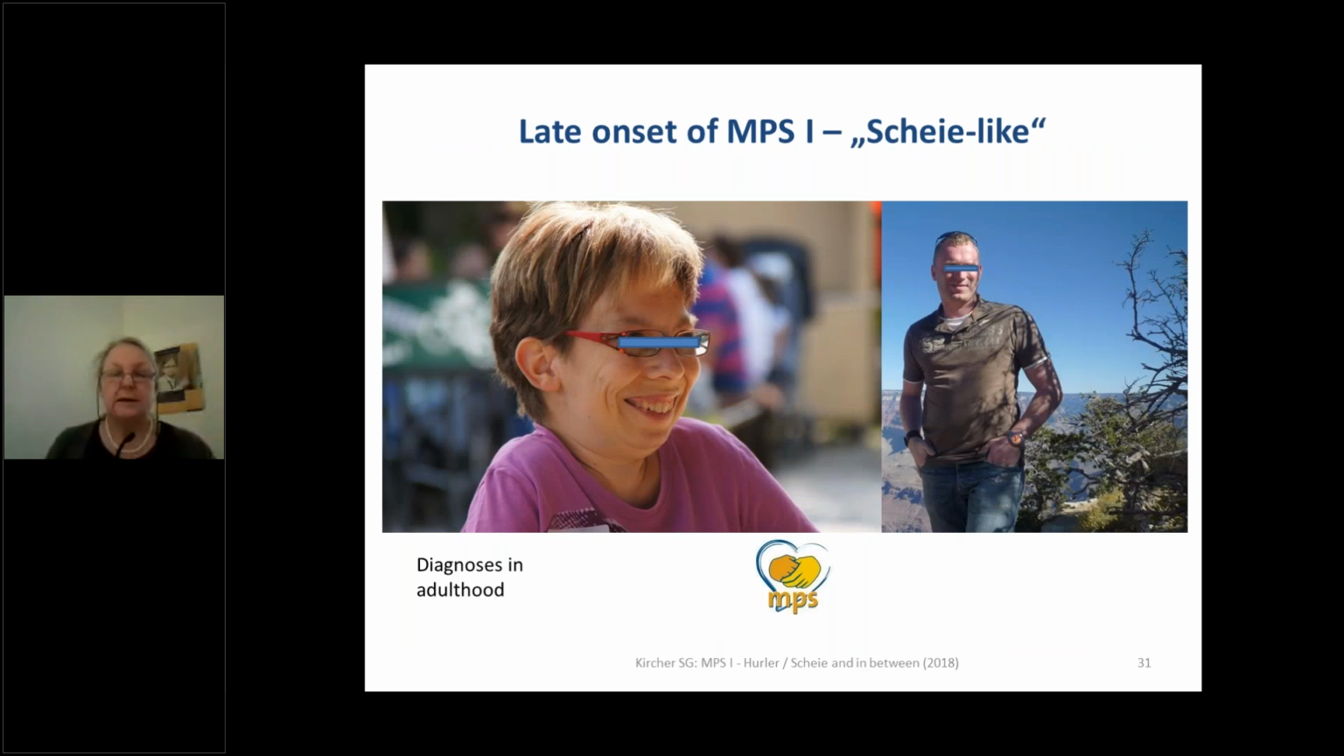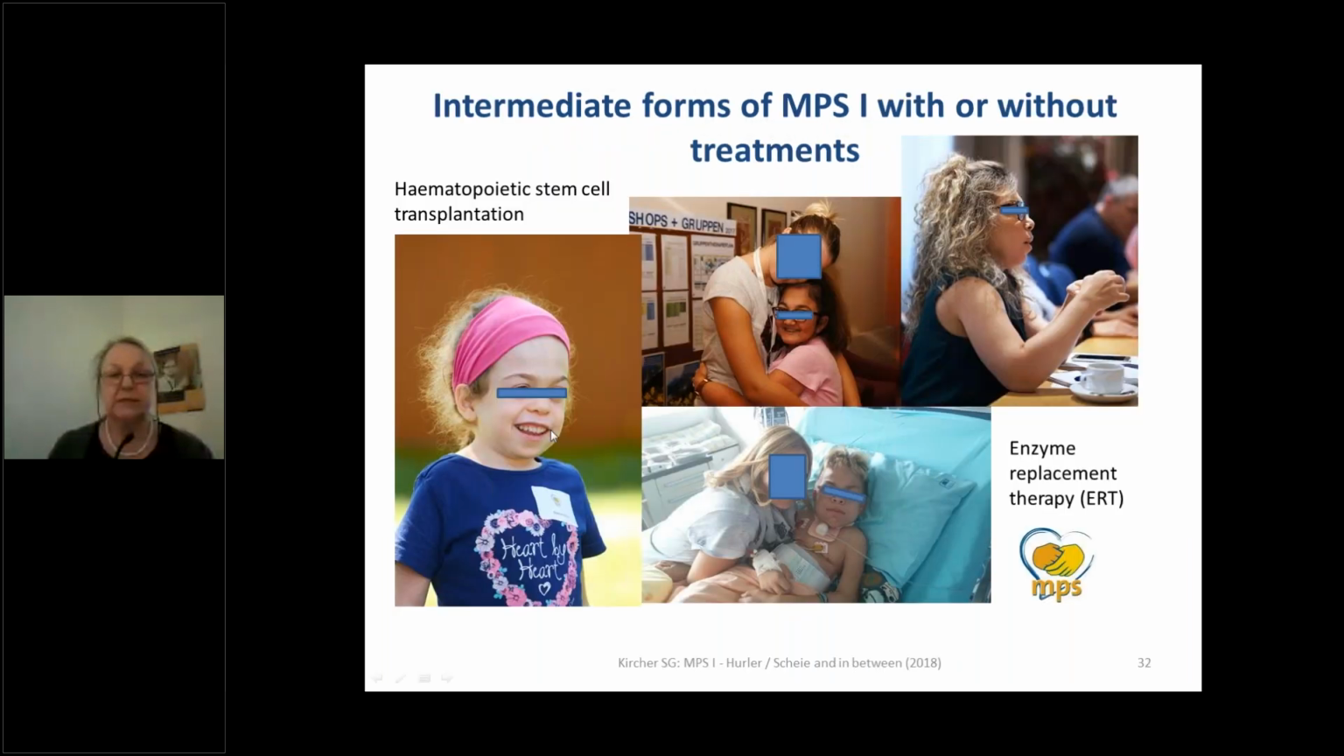And what we have now is intermediate forms due to the treatments. Here you see patients who were Hurler patients but had a hematopoietic stem cell transplantation when they were very young, or who had enzyme replacement therapy when they were diagnosed. So you have intermediate forms also today due to the treatments the patients get.